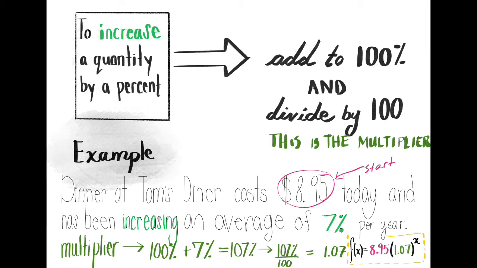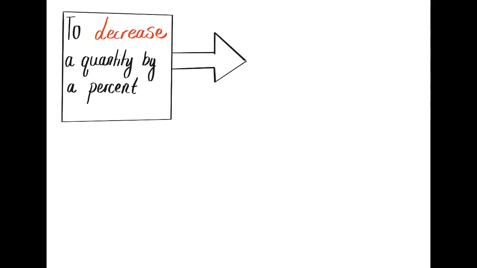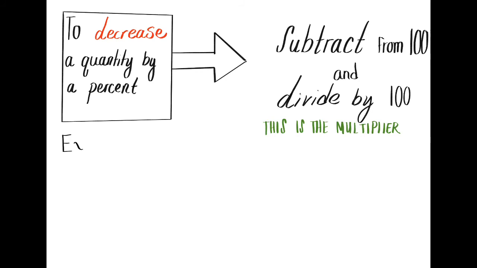Now let's take a look at a decrease. So if we wanted to decrease a quantity by a percentage, then we are going to subtract that percentage from 100%. Oh no, I forgot my percent sign. So we subtract from 100% and then we divide by 100 just like we did on the other one. And then this is our multiplier. So let's take a look at another example.